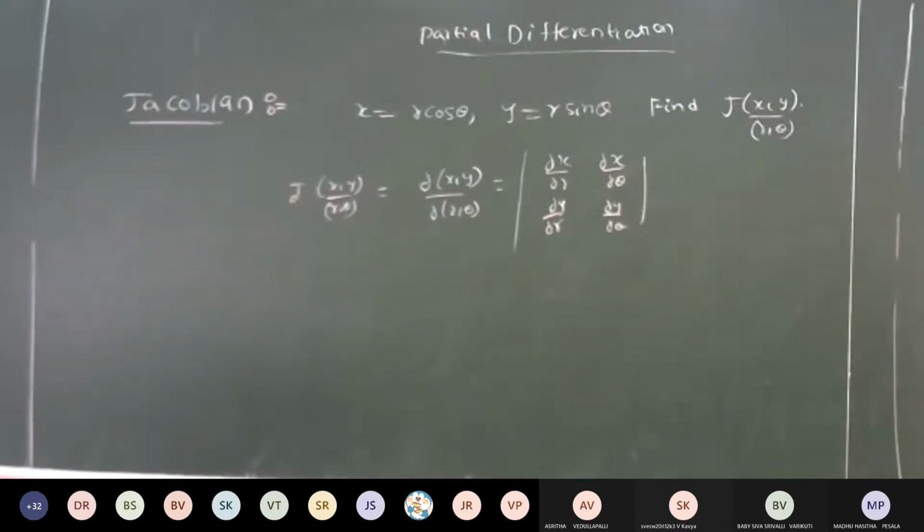Yes, sir. So now calculate the values. What is the value of dou x by dou r?